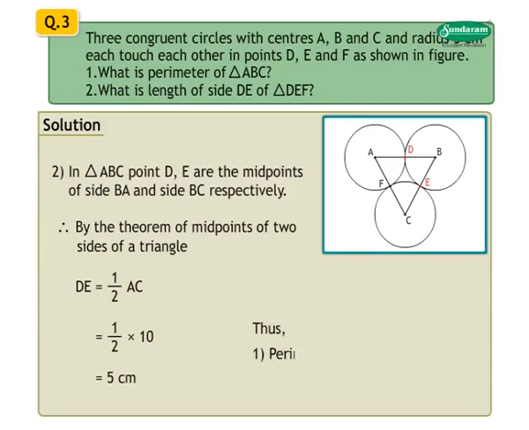Thus, number 1, the perimeter of triangle ABC = 30 centimeters. Number 2, the length of side DE of triangle DEF = 5 centimeters.